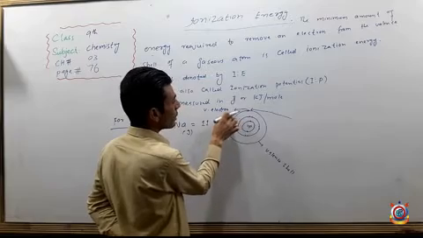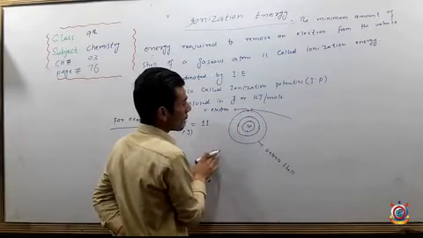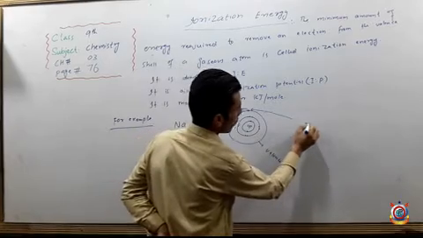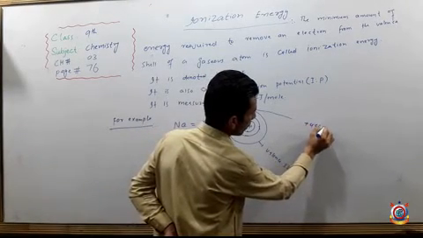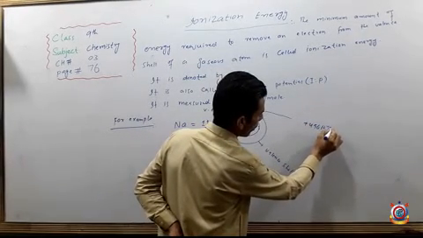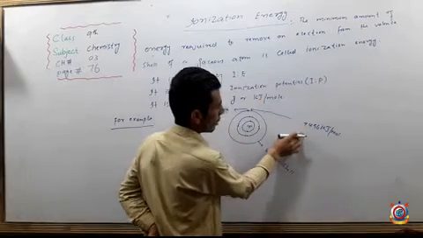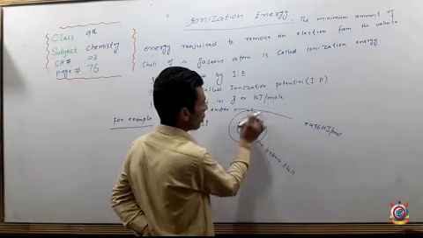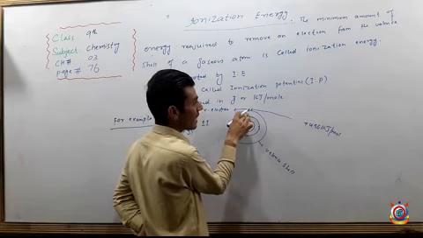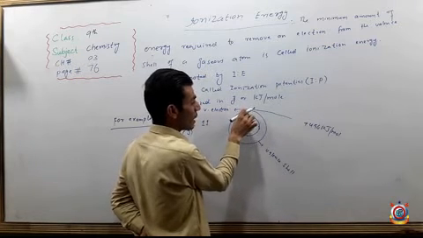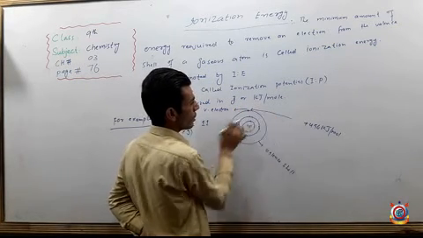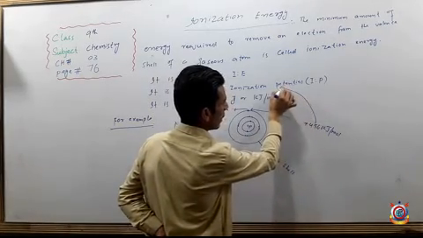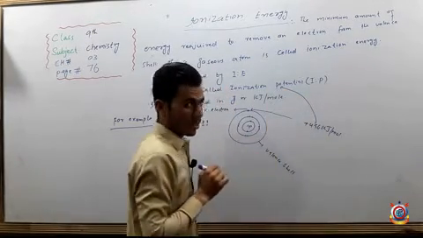So to remove this valence electron from the gaseous sodium atom, we need energy. How much? 496 kilojoule per mole energy is required to remove this valence electron from the last shell, from the valence shell of a gaseous sodium atom, and this energy is called ionization potential or ionization energy.